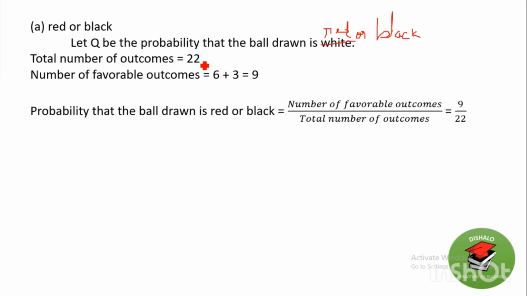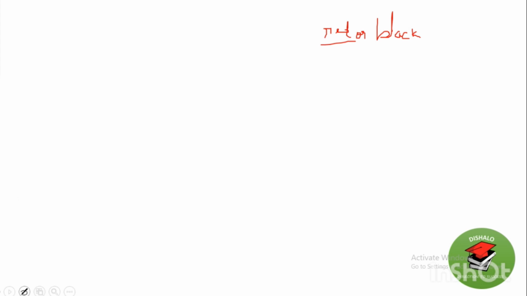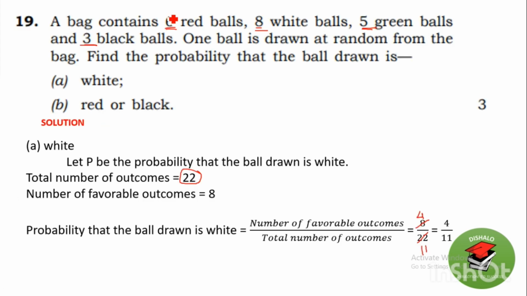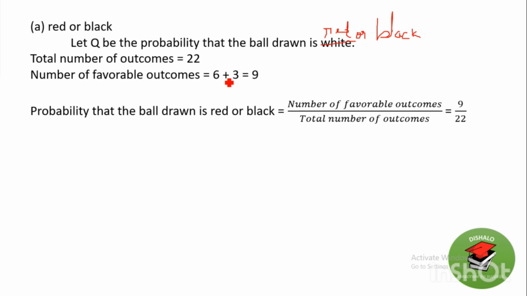So total number of outcomes is 22. So let us see how many red and black balls there were. So red were 6 and black is 3. So 6 plus 3, 9. So the favorable number of outcomes is 6 plus 3. Okay. So number of favorable outcomes divided by total number of outcomes. So you get 9 divided by 22.